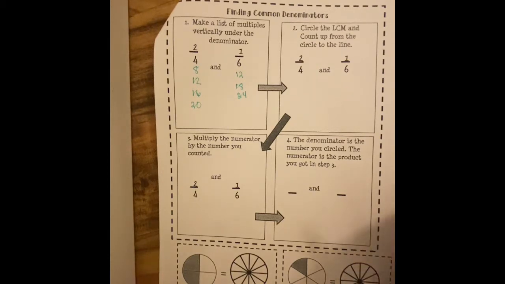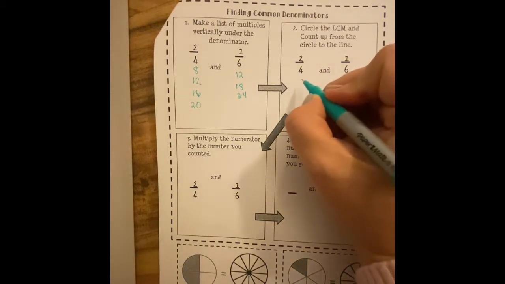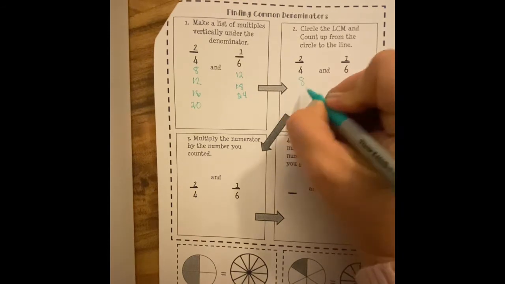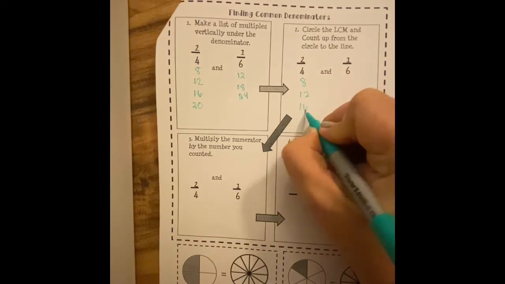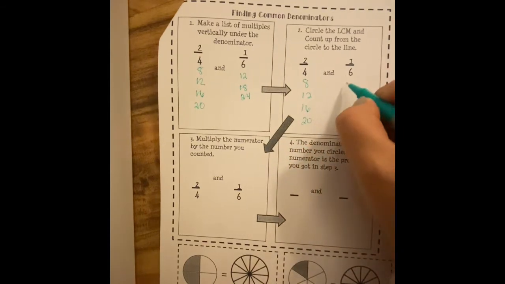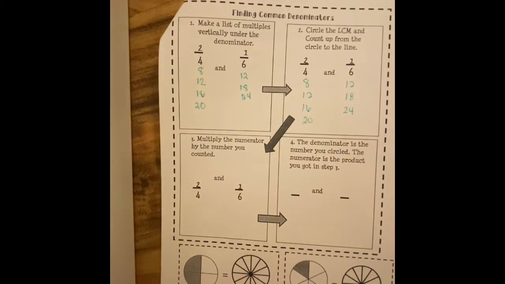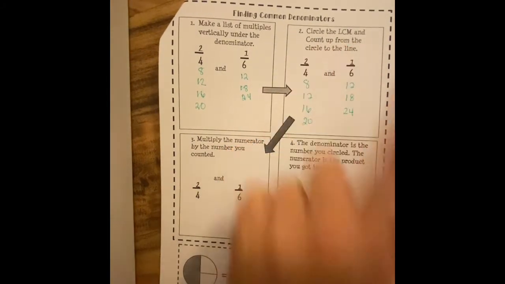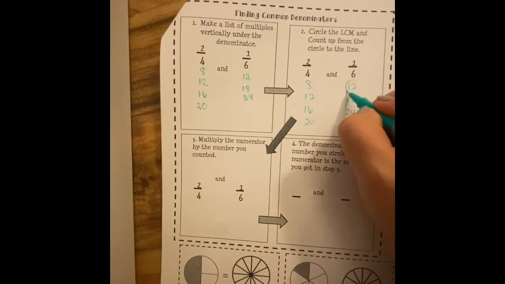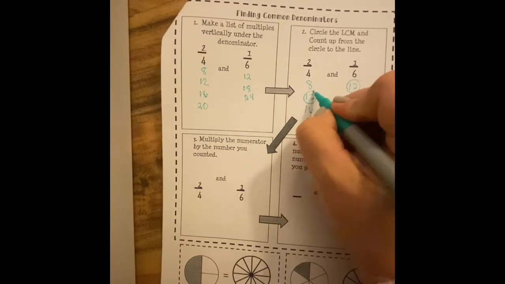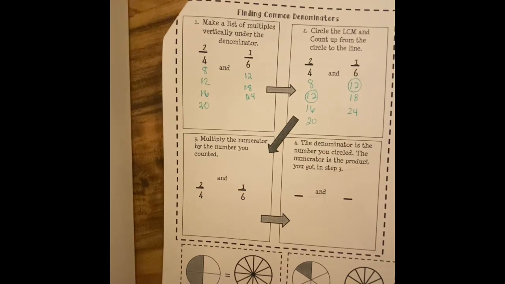So we're going to rewrite our multiples here underneath just so we can see these steps broken out. So I'm going to rewrite my 8, 12, 16, and 20, and my 6, 12, 18, and 24. So I've got my multiples out, and I'm going to circle the LCM. In this case, it's 12. And the reason we circle it is because that number is actually going to be our common denominator. We're going to use the number we circled here in a minute, and that's going to be the common denominator.